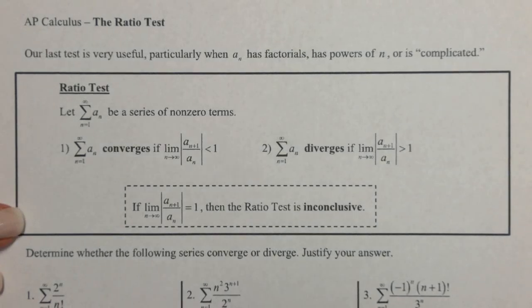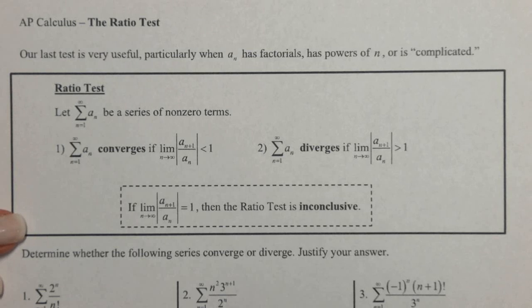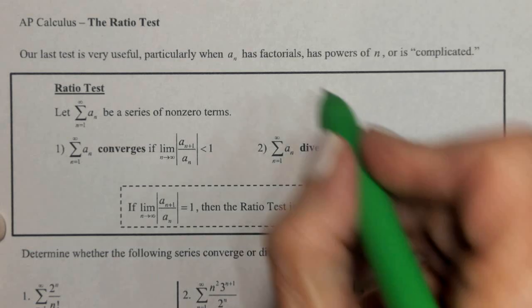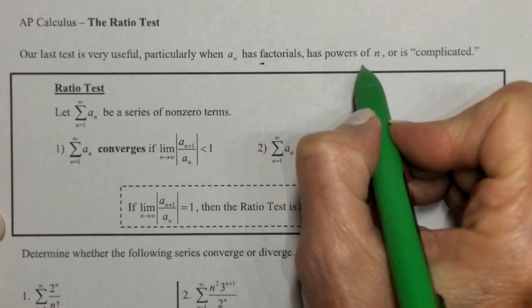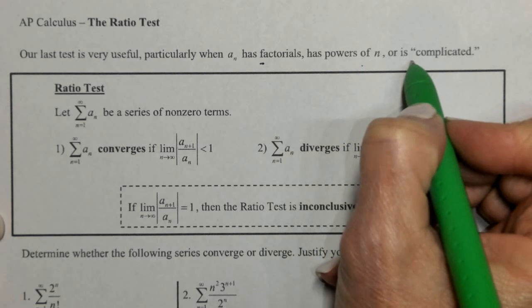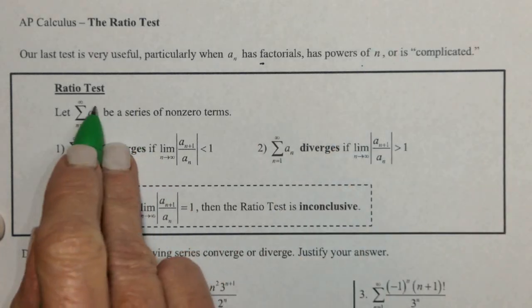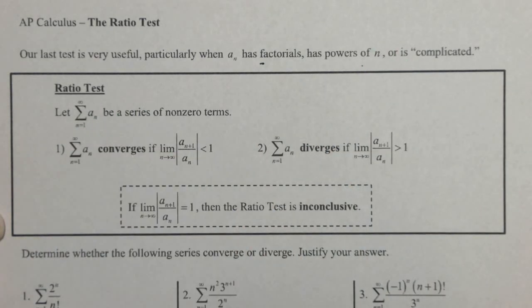And the ratio test is very powerful. It is very useful. We're going to use it significantly in our next unit. This is particularly useful when a sub n has factorials or powers of n, or it's just kind of complicated. If you have a complicated expression here, the ratio test might be the best one to use.